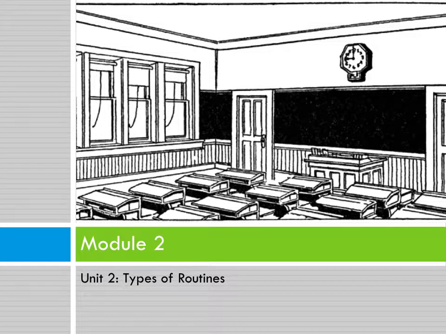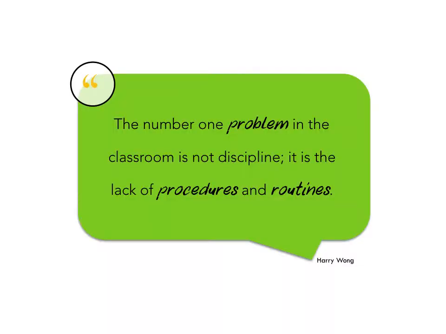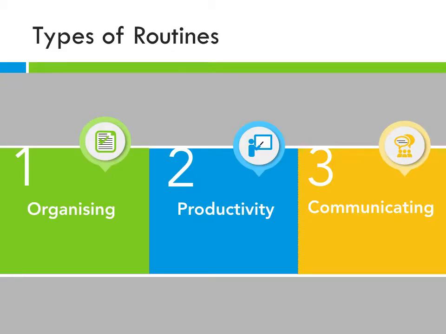In this unit, we're going to explore the different types of routines that can be found in a classroom. The number one problem in a classroom is not discipline, it is the lack of procedures and routines. In essence, what Harry Wong is trying to say is that through routines and procedures we build positive behaviors, which is much easier than controlling a learner's negative behavior.